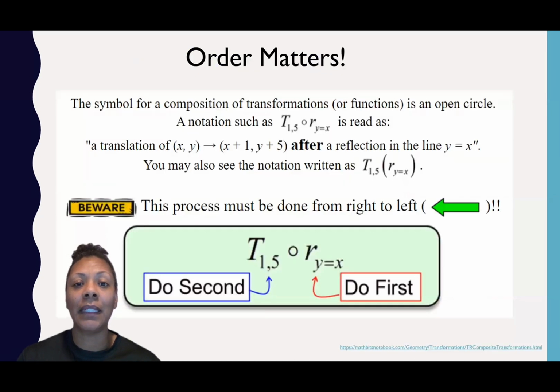And then the last thing is, whenever you're given the rules and they're not written as an arrow notation, but they're written in a notation that looks like this, where you have this open circle, you have to understand that order does matter. You have to follow the directions of what's after that open circle first, and then go to what's in front of that open circle and do what they're asking you to do at that time. So order matters.